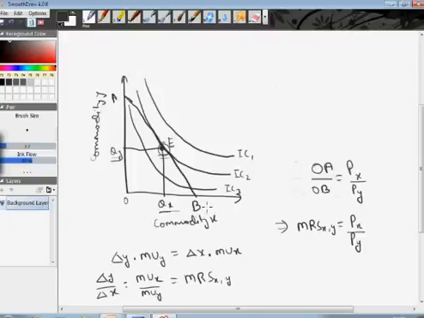Thus, we have now understood how the consumer reaches his equilibrium under the ordinal utility approach, and we have also studied how the consumer reaches his equilibrium under the cardinal utility approach. In the next session, we'll start studying the law of demand, the law of supply, and how the market equilibrium point is reached.